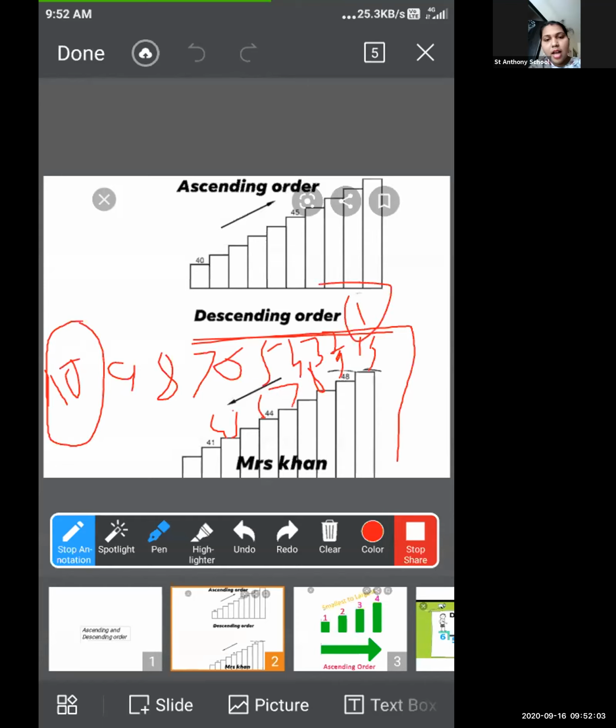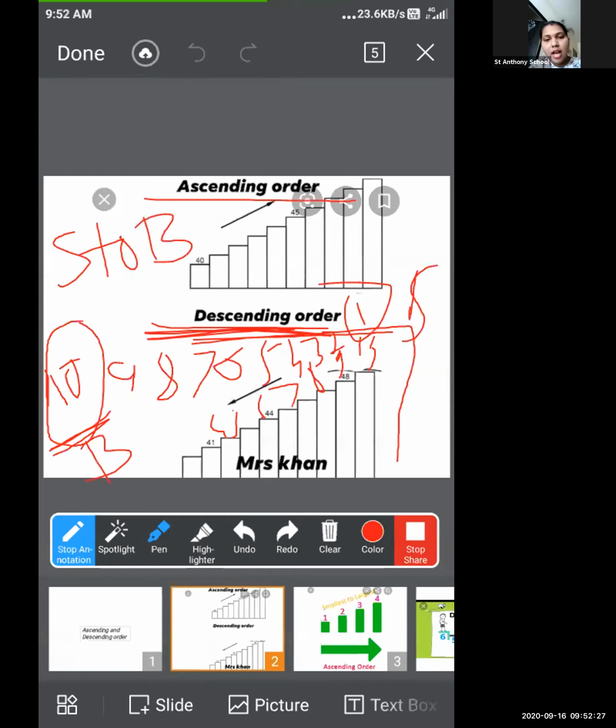It's a bigger number. And the last number is 1, it's a smaller number. That means when we write the descending order, it starts from bigger number to smaller number. When we write descending order, first we write the bigger number. And when we write the ascending order, that time we use smaller to bigger. Okay.